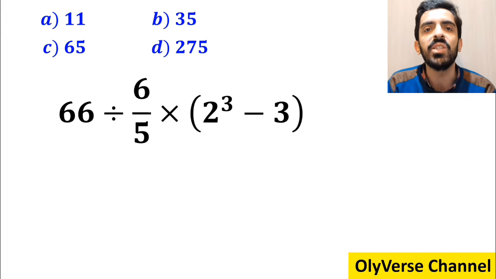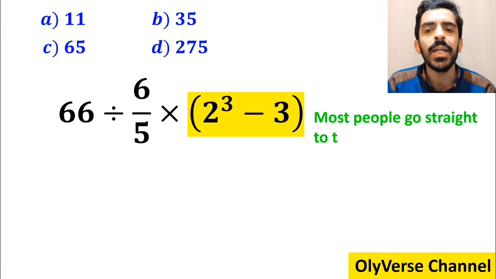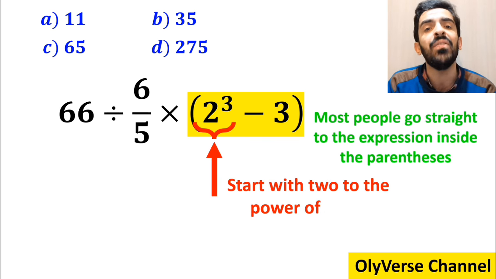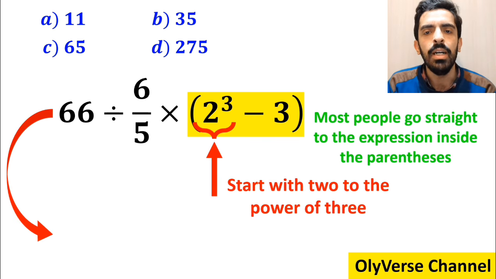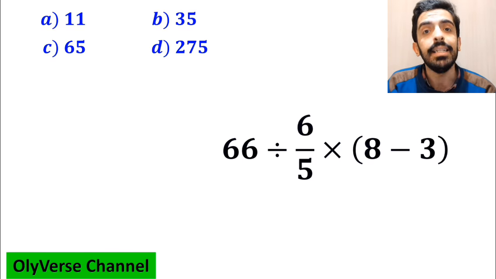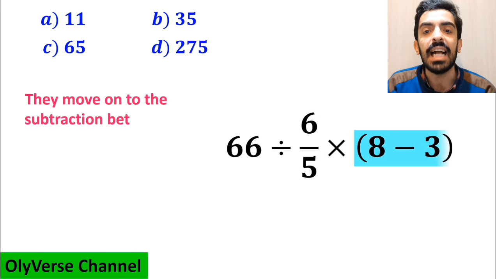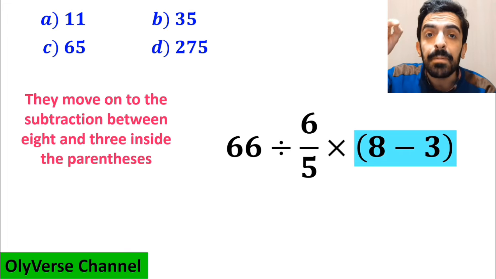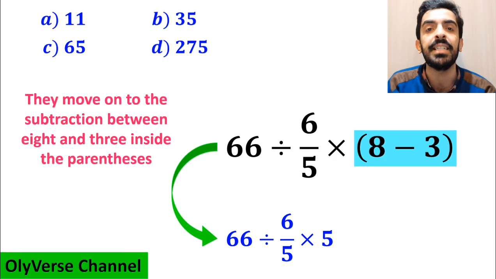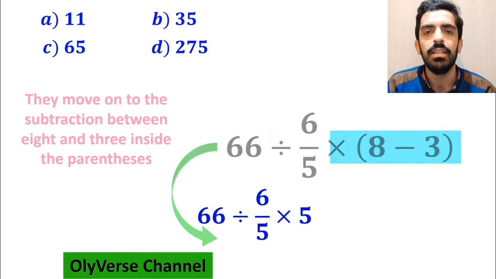And the first step of solving this question, most people go straight to the expression inside the parentheses and start with 2 to the power of 3. So, instead of the original expression, they write 66 divided by 6 over 5 times 8 minus 3 inside the parentheses. And the next step, they move on to the subtraction between 8 and 3 inside the parentheses and simplify this expression to 66 divided by 6 over 5 times 5.